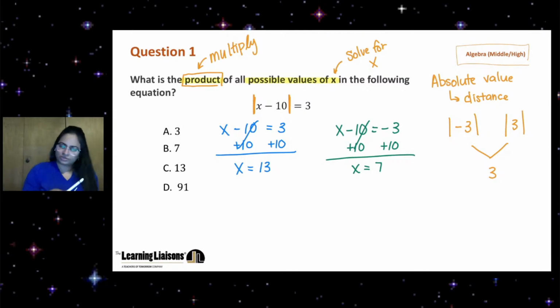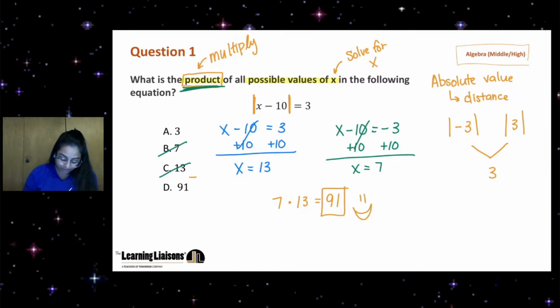Well, what are we supposed to do again? 7 and 13, they're not our answers. And you guys know better. 13 and 7 is not the answer because what are we supposed to do? Get the product, which means we now have to take 7 and multiply it by 13. And what do you get? 91. Our answer is 91.